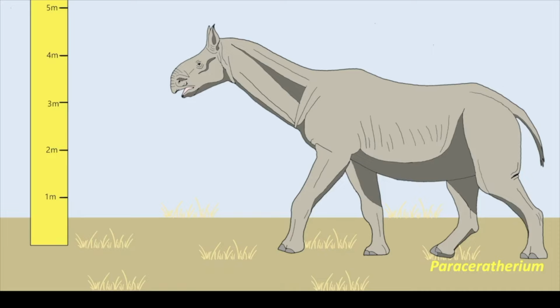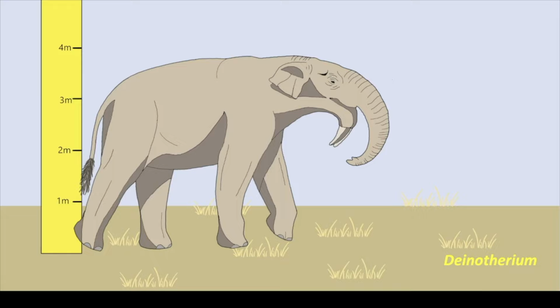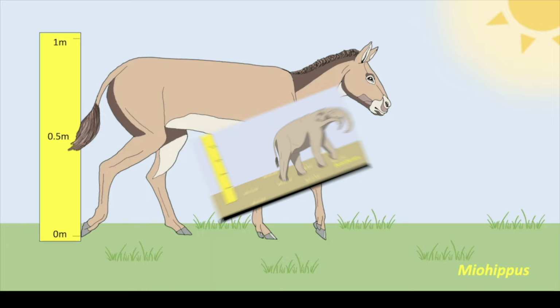For instance, the largest ever known land mammal, the Paraceratherium, a relative of the first rhino, reached 5 meters in height and weighed 17 tons. Elephants became much larger, such as the Dinotherium, which reached heights of almost 4 meters. Horses, such as the Myohippus, grew to be nearly a meter in height.